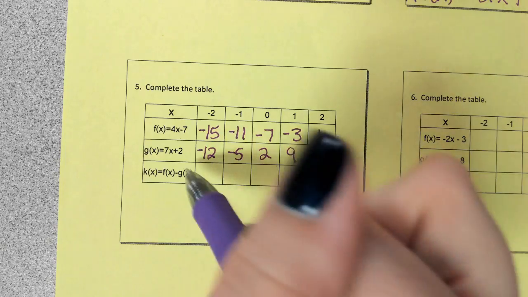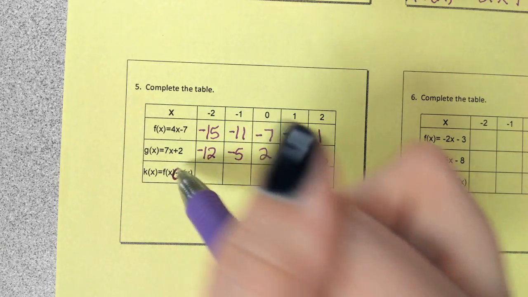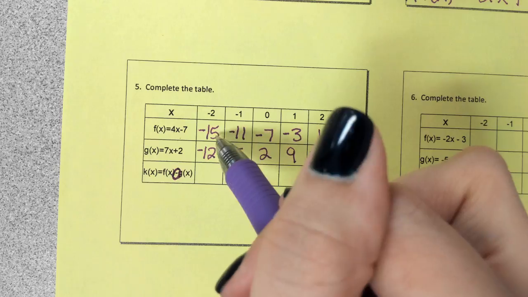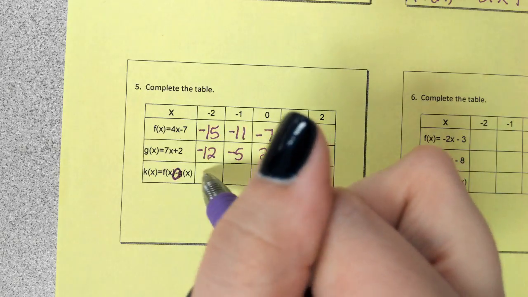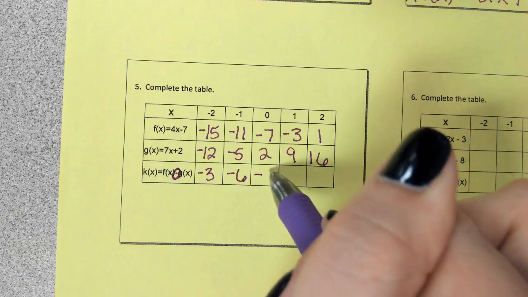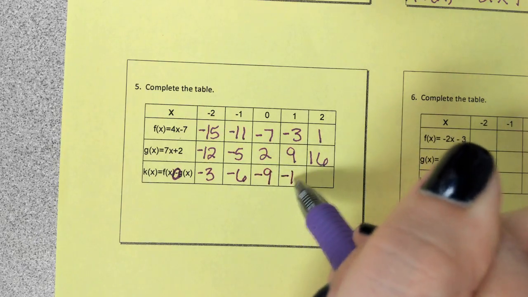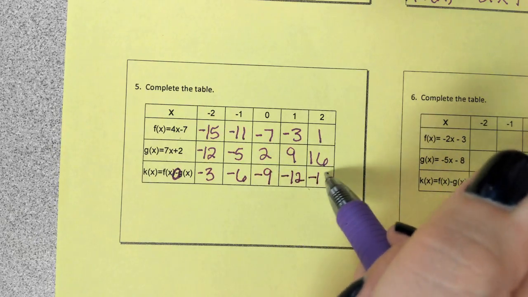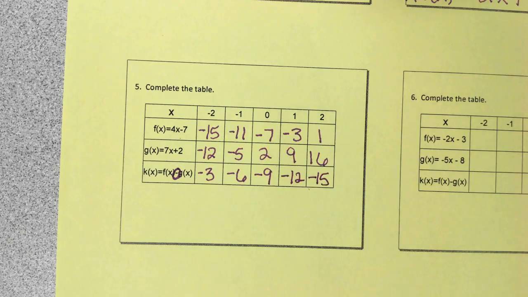Okay, and then finally, notice down here you've got a minus sign, so you're going to do -15 minus -12, and you're going to get -3, -6, -9, -12, and -15 as your answers. Okay, so that's what you're doing for that one.